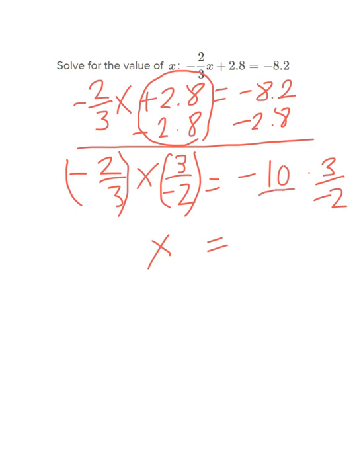On this side, change negative 10 into negative 10 over 1, and then just multiply going across the top, and then multiply going across the bottom. So you get negative 10 times 3, which is negative 30. 1 times negative 2, which is negative 2. Negative 30 divided by negative 2 is positive 15. So we solved for x. X is equal to just 15.